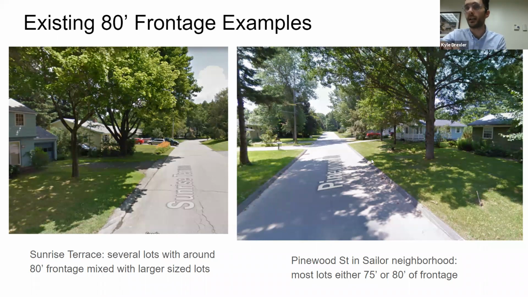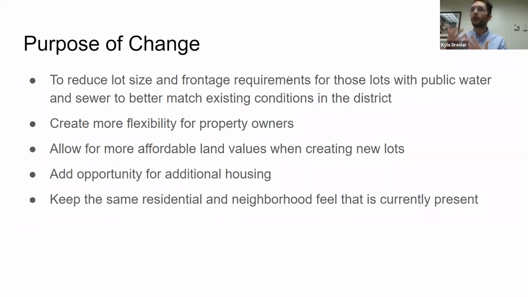with the 80-foot frontage. And same for Pinewood Street in Sailor neighborhood. Most of the lots on the street either had 75 or 80 feet of frontage. So the purpose of this change, as we mentioned, is matching our ordinance better to what exists on the ground. But in talking about what the benefits are of lowering frontage requirements and minimum lot sizes, it does a few things. One, it creates more flexibility for property owners.